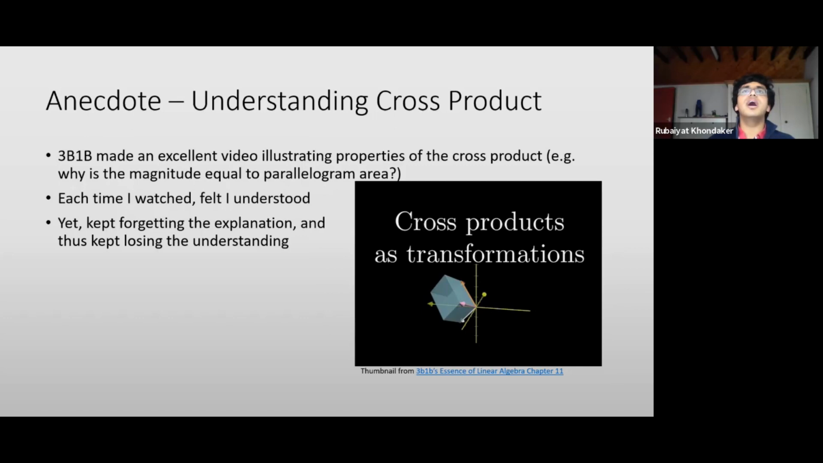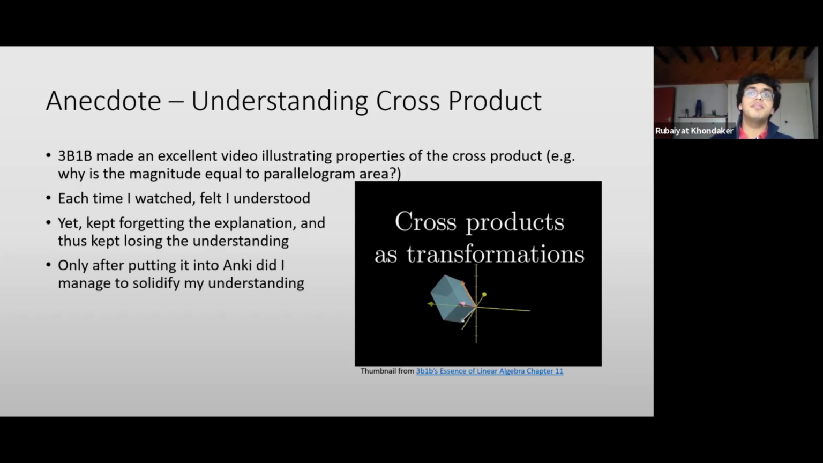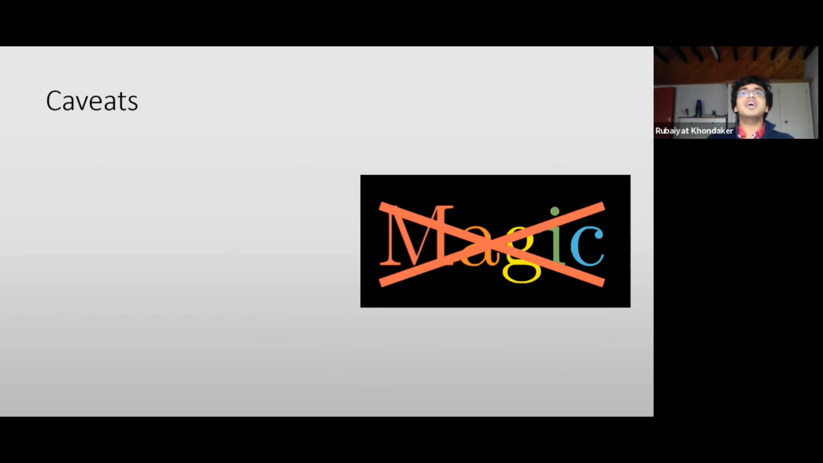I just remembered, okay, yeah, I remember that it's supposed to be perpendicular, and it's supposed to have the length equal to the area of the parallelogram, and it's supposed to obey the right-hand rule. But I don't remember why. And I remember that, okay, there is some geometrical intuition for this. Again, I didn't actually remember the intuition. It's only really after putting the explanation into Anki that I actually managed to solidify my understanding of the cross product.